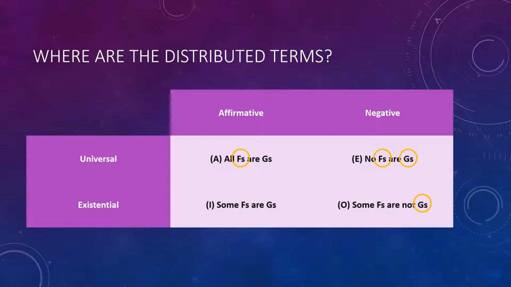This is a really important table to keep in mind. I very strongly encourage you to copy this square down with your A, E, I, and O sentences where all of the distributed terms are circled. You're going to need that on later slides in this presentation. So I encourage you to hit pause here and copy this down before moving on.